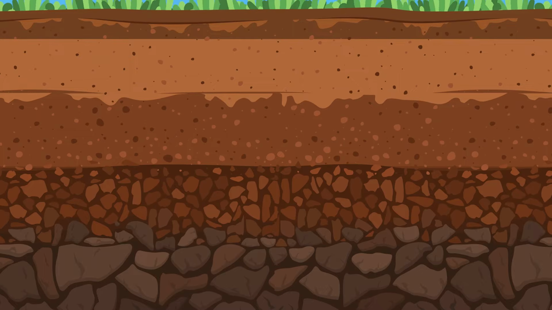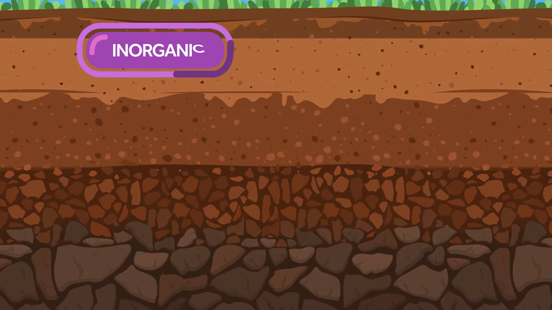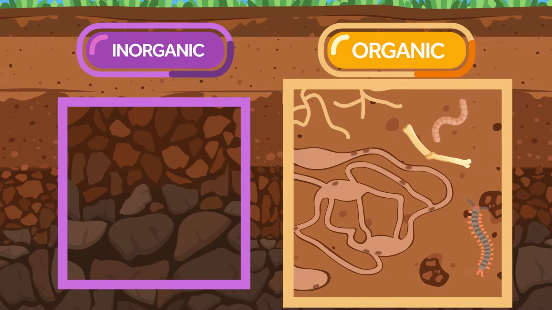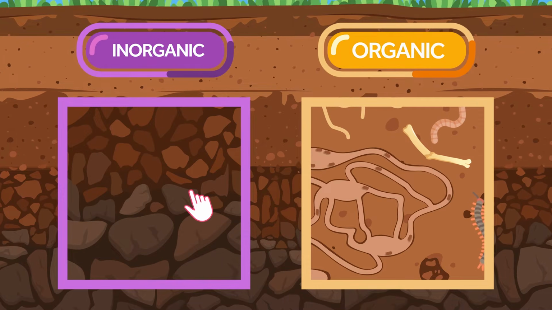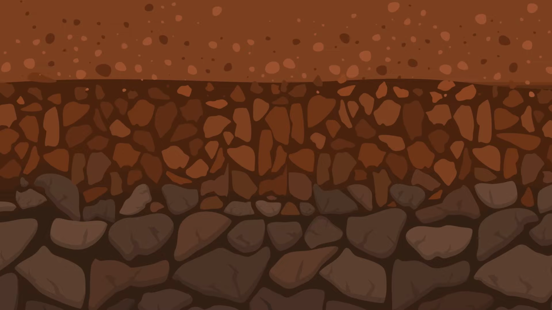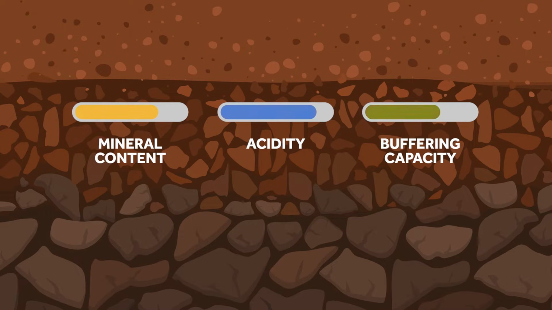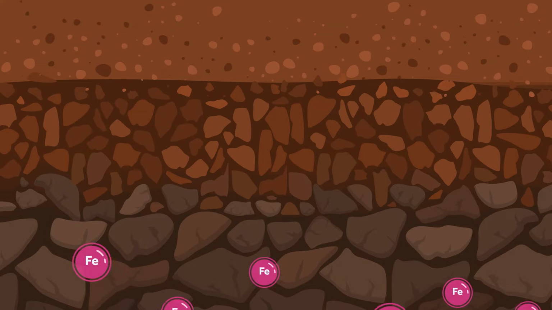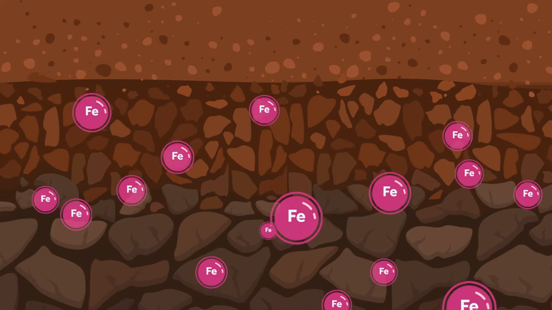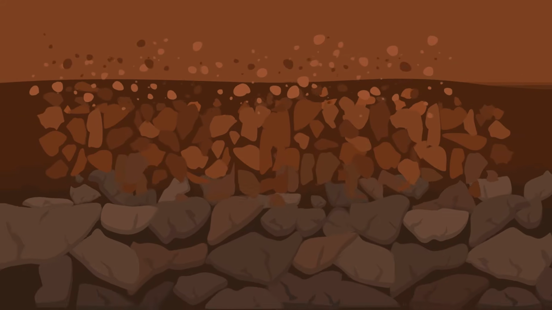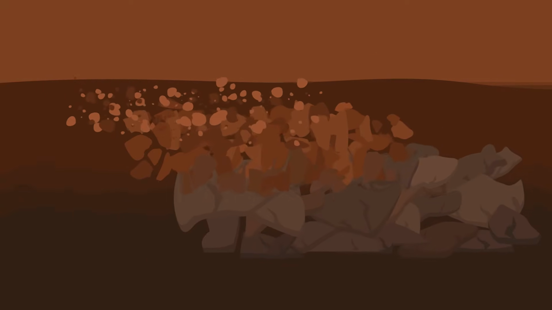Every soil has two essential components: the inorganic part, composed of degraded indigenous rocks, and the organic part, composed of decayed living organisms. Much of the properties of the soil come from its parent rock, such as its mineral content, acidity, and buffering capacity. If the rock is rich in iron, the soil will also tend to be iron-rich. The size of the rock particles that form the soil is essential for how the soil interacts with organic matter and the mineral nutrients we need to apply as fertilizers.